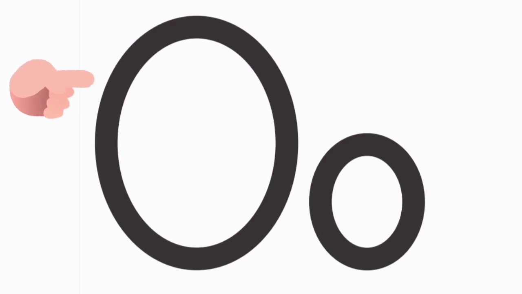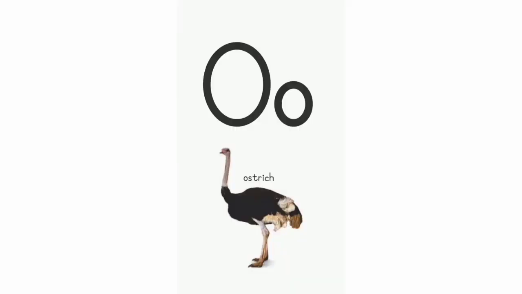Now kids, let's see some pictures that start with alphabet O. Capital O, small o. What is the sound of alphabet O? O says O. O for ostrich. You know kids, ostrich is the largest living bird, which is found only in open country in Africa.